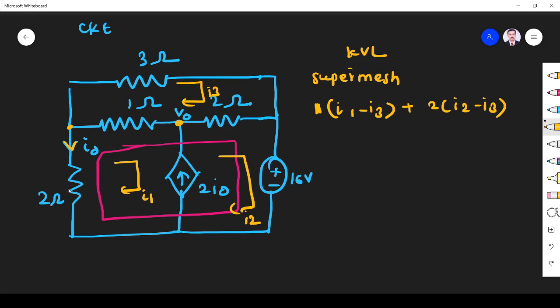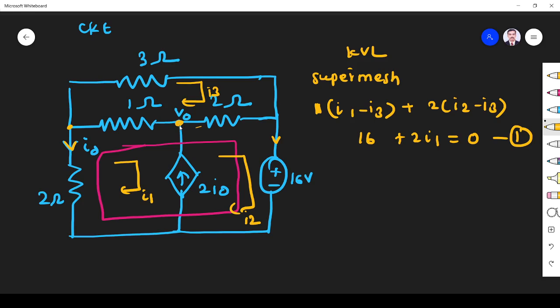Here the current flowing through this 2I1, so 2I1 is equal to 0. Here there is one voltage source that is 16, current enters the positive terminal, so it is 16. So this is equation number 1. Here the current is I1 minus I3 multiplied by 1 ohm, so that is the voltage drop we got. Here I2 is flowing, I3 is flowing in the opposite direction, 2 into the resistance, so 2(I2 minus I3) plus 16 volt, here 2I1 only. This is the first point we have to know.